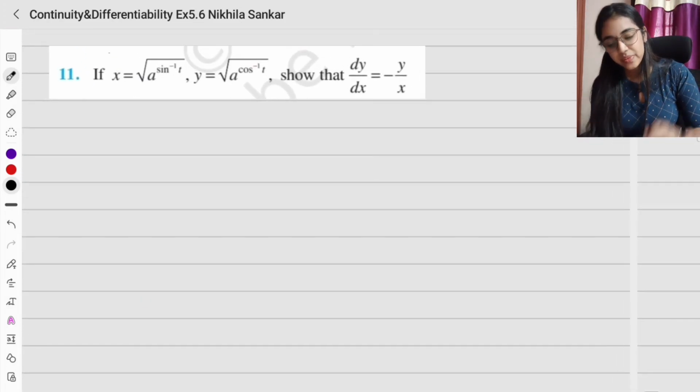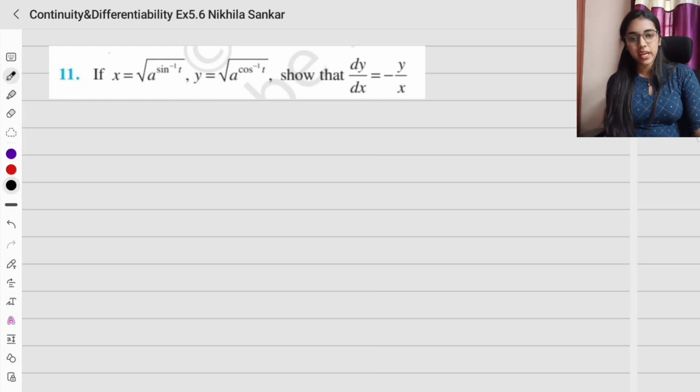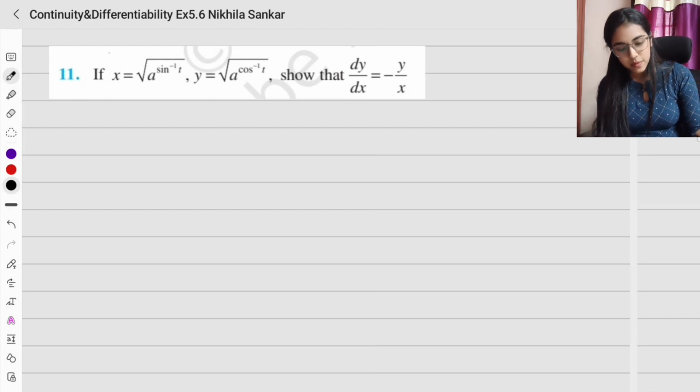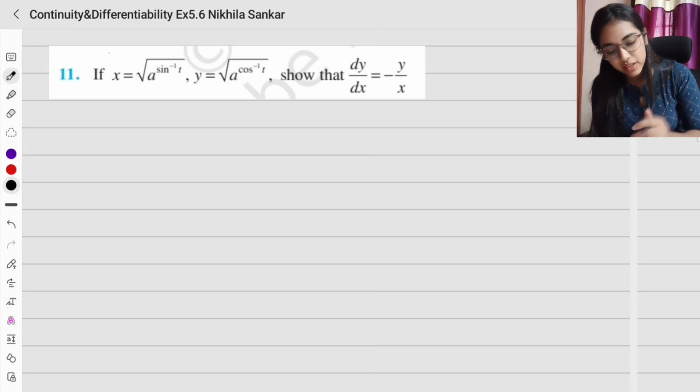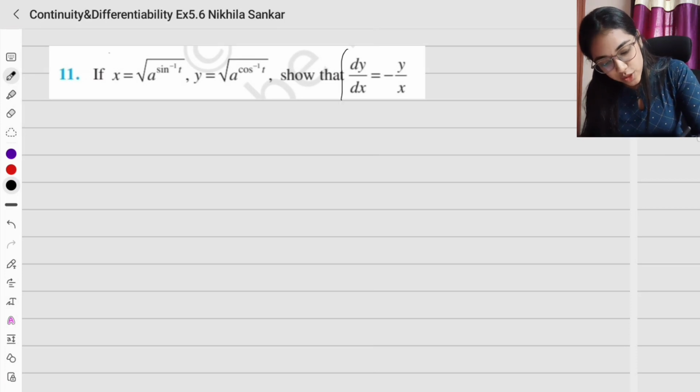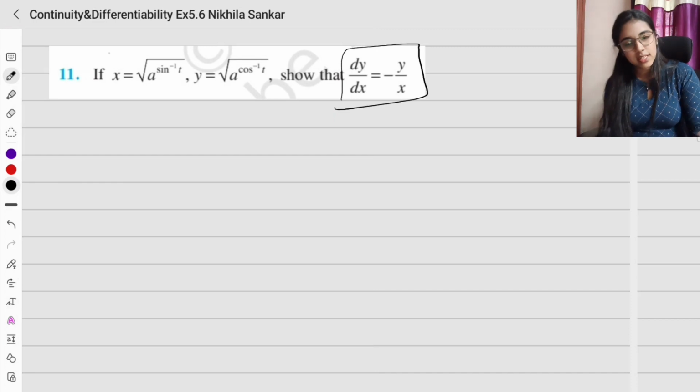Question number 11. X is equal to square root of a to the power sin inverse t. Please pay attention to the question clearly. Is it sin inverse or just sin? Square root, to the power, 1 by 2, square root of 2t. Be very, very careful, you have so many options. You have to prove that dy by dx is minus y by x. With such a complicated term, you have to prove that you finally get minus y by x.